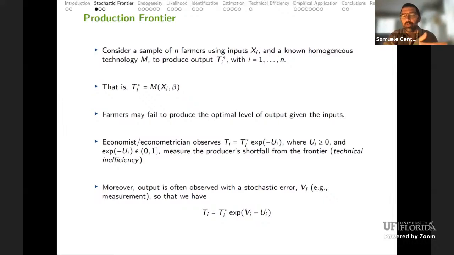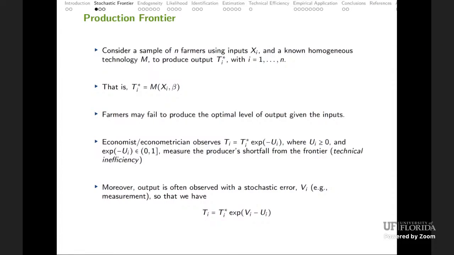And we're going to take the production technology to be known up to parameters. So there's a parameter beta, which is unknown to us. The idea of the stochastic frontier is that this production technology is the maximum output that can be produced for a given bundle of inputs. But farmers might fail to produce at that level, so there is going to be a gap between the production frontier and the actual observed level of production, and we call that thing inefficiency.